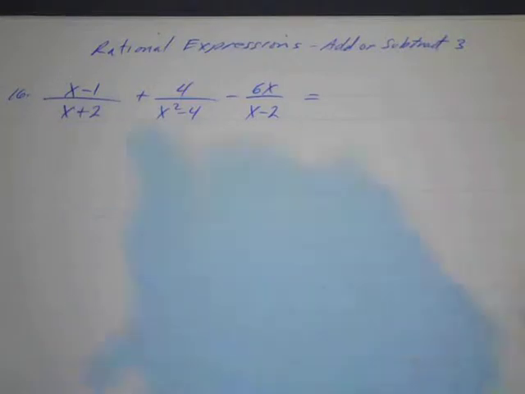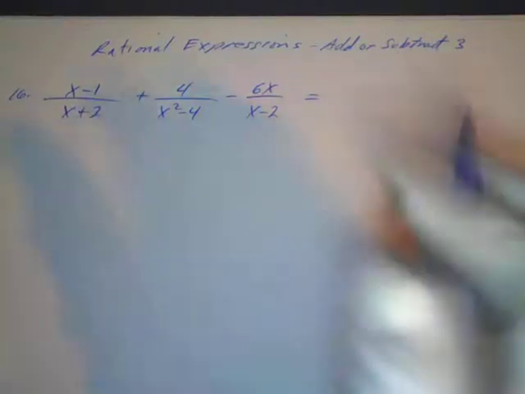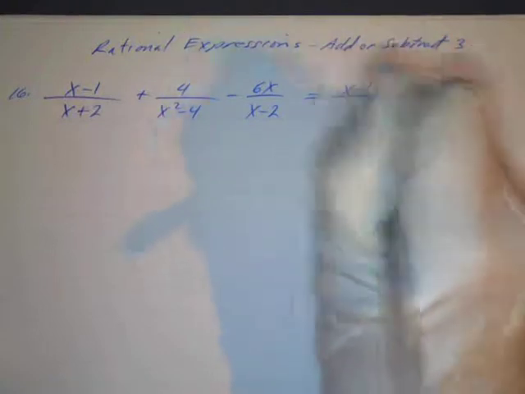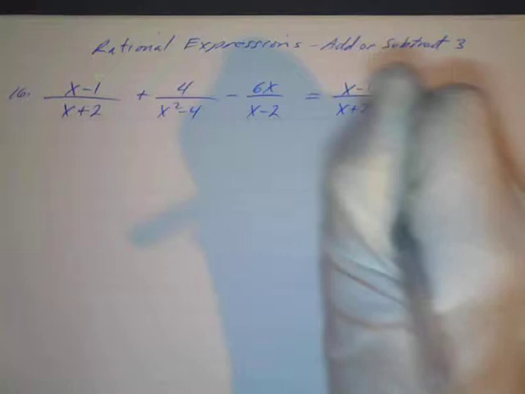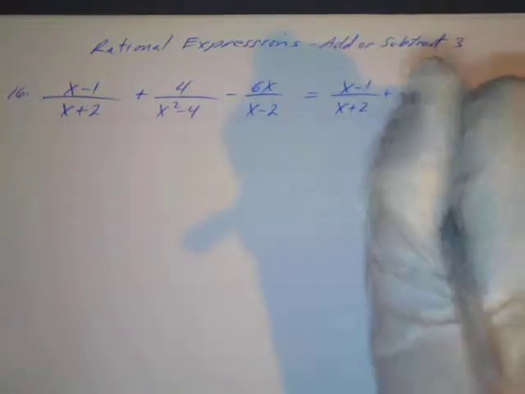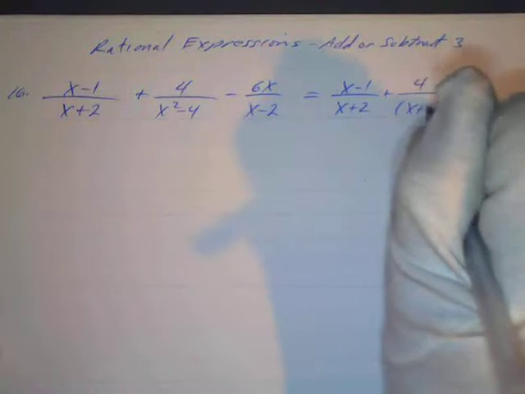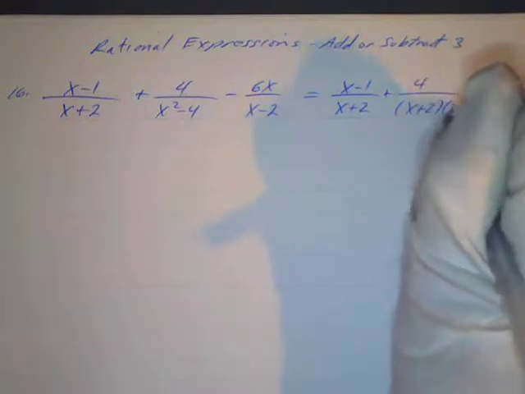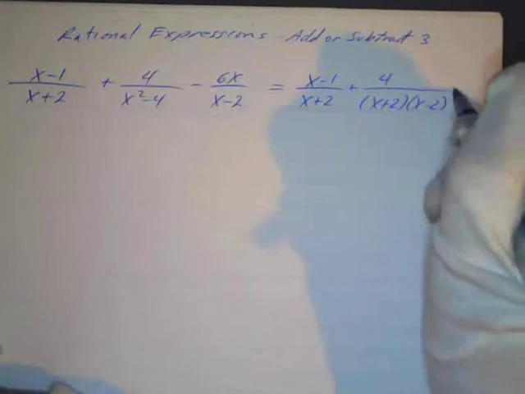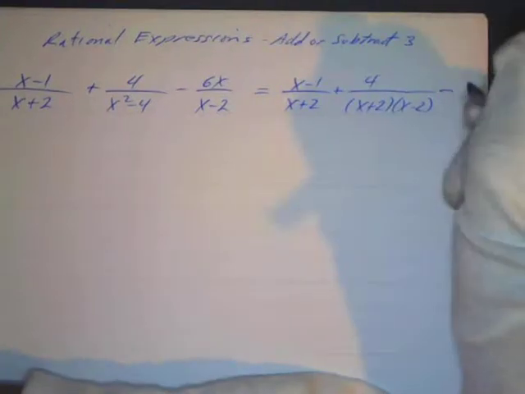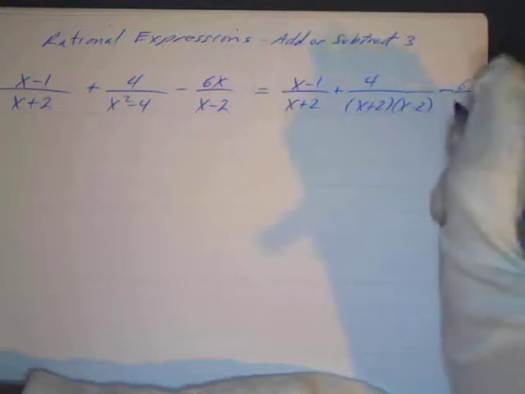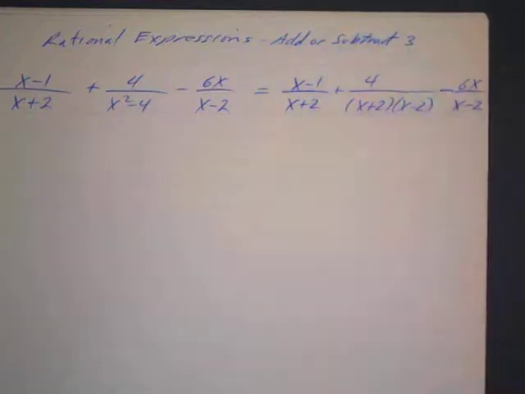And I want to check to see if these are relatively prime, so I'll rewrite that. That's just going to be x minus 1 all over x plus 2 plus 4, and we can factor this. That's the difference of perfect squares, so that's just going to be x plus 2 times x minus 2, and then minus, and this is already pretty simplified, 6x over x minus 2.